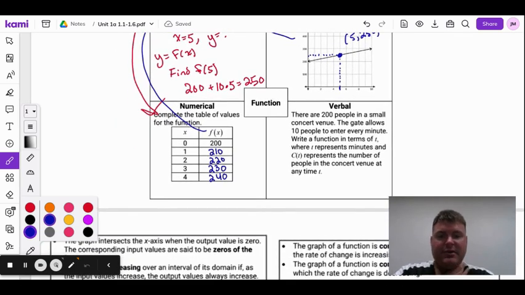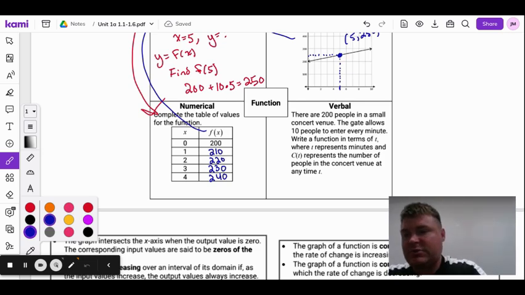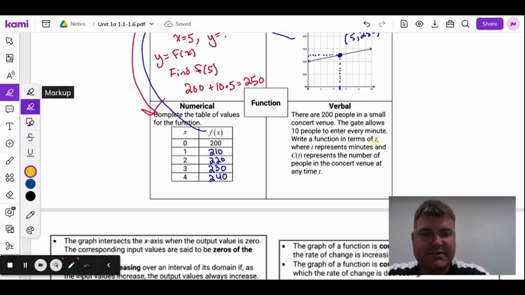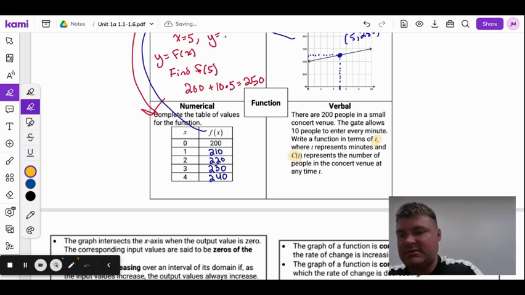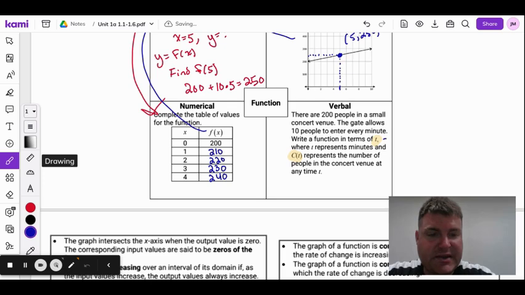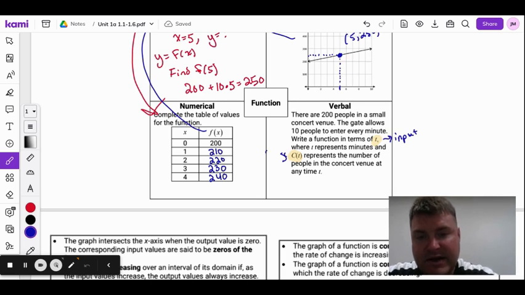Last one here is going to be verbal. There are 200 people in a small concert venue. The gate allows 10 people to enter every minute. Write a function in terms of t, where t represents minutes and c of t represents the number of people at the concert venue at any time t. So it's important to note here that we're going to have variables of t now, and then we're going to have c of t. So t is going to be my input value because we're inputting these people that are going to the concert, and the number of people is going to be my output.